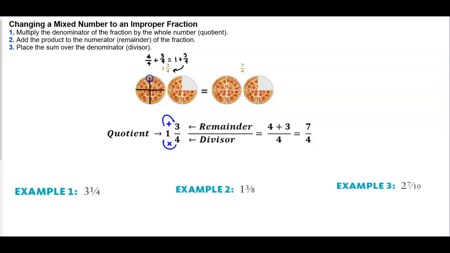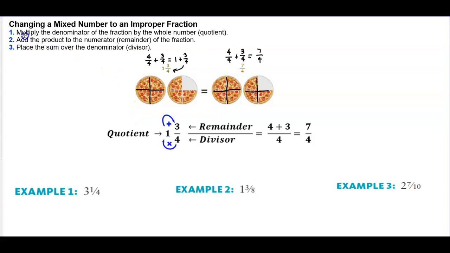Okay, now over here, it's the same thing. If we take a look at how many pieces we have here, we have 4 out of 4. And over here, we have 3 out of 4. So if we add those together, it's going to give us a common denominator. 4 plus 3 is 7 over 4. So you can see here, this means the same thing.